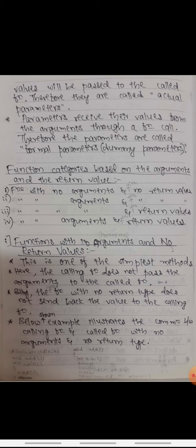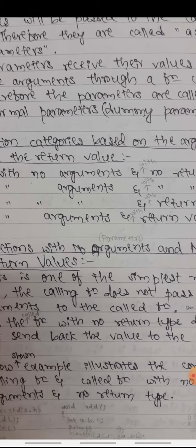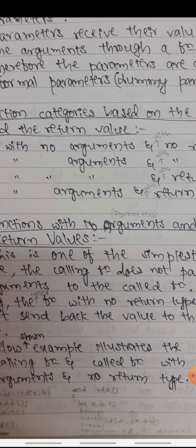It contains void. Now we start defining the function on the right side here, that is void add, int a, b, c, then a printf statement: enter the values of a and b. Now we read the values of a and b with the scanf function, then compute the value of c equal to a plus b, and then print that sum in the function definition only.